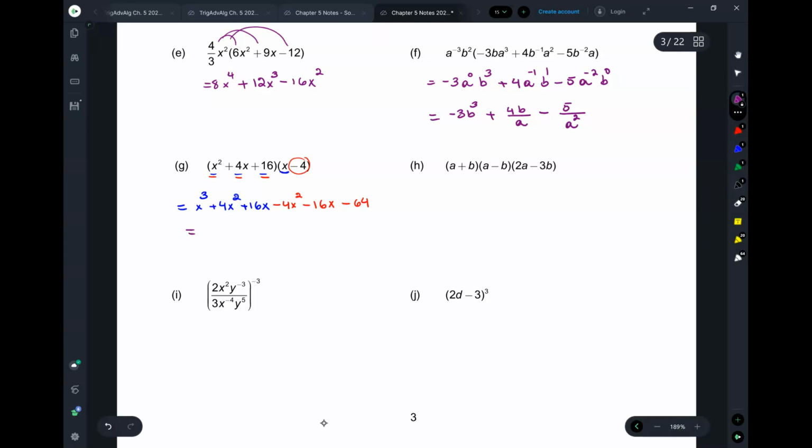So this is going to be x cubed. The 4x squareds go away, and minus 64. Okay?